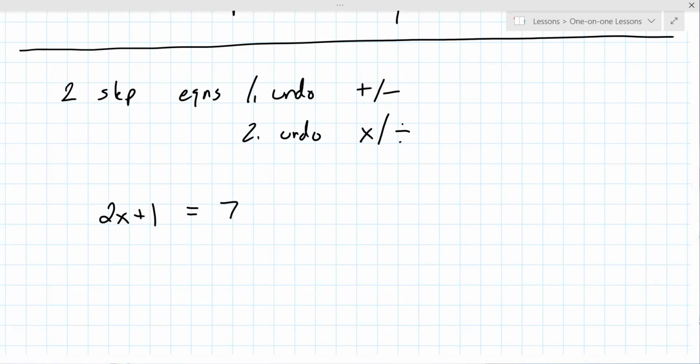Now, the answer here is x equals 3. Do you agree with that? Like if you multiply 2 by 3 and add 1 to it, you get 7?